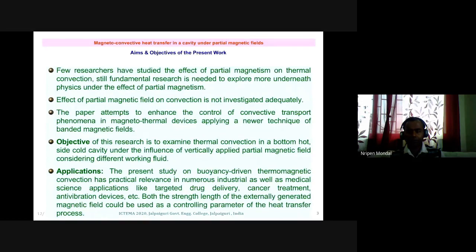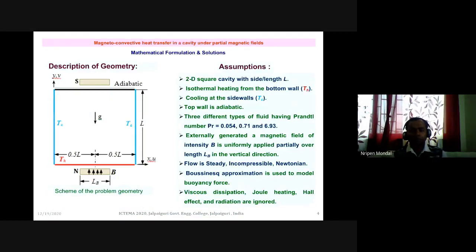Why have we chosen this study? The outcome of this study can be very effective for practical applications such as cell separation and also in other medical devices. For designing this kind of devices, we need to understand the basic flow physics. So to understand the basic flow physics, we have chosen a simple geometry, that is a bottom heated square cavity having two side cold walls. So the bottom wall is heated isothermally and the side walls are cold isothermally.